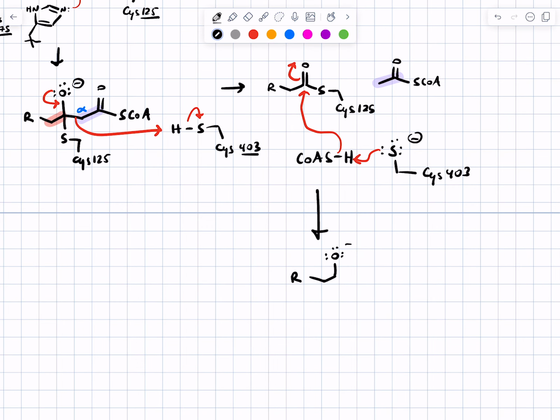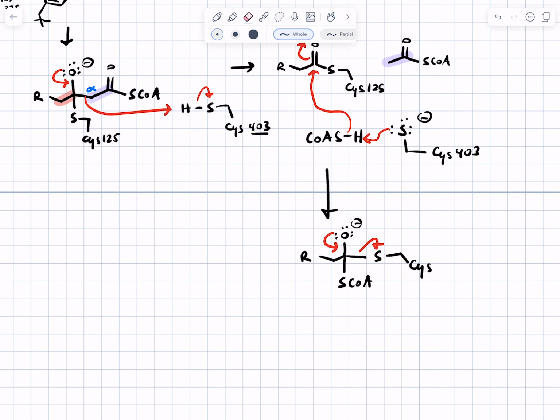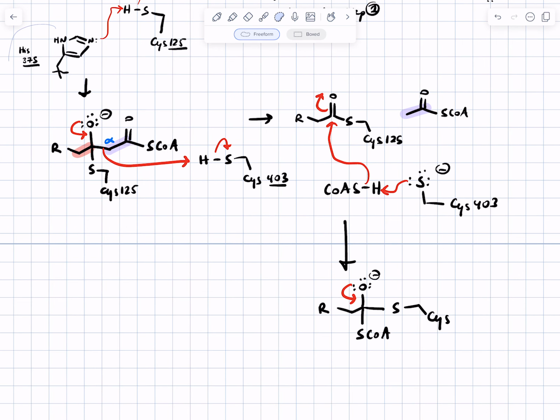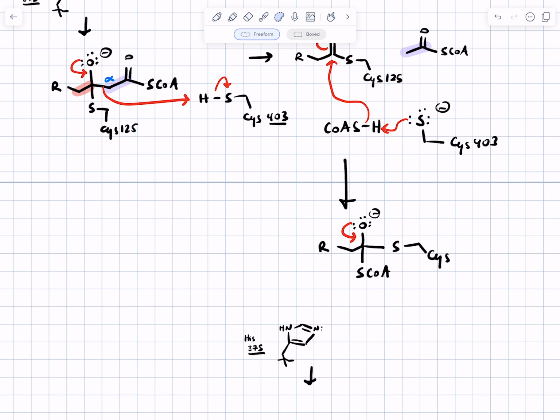So all of this really is now just nucleophilic acyl substitution chemistry. And then electrons are going to kick down and kick off the enzyme-linked thiol, which as it's leaving is going to pick up a proton from our old friend histidine 375 that you forgot about. This was the one that did the deprotonating of cysteine 125 to begin with.